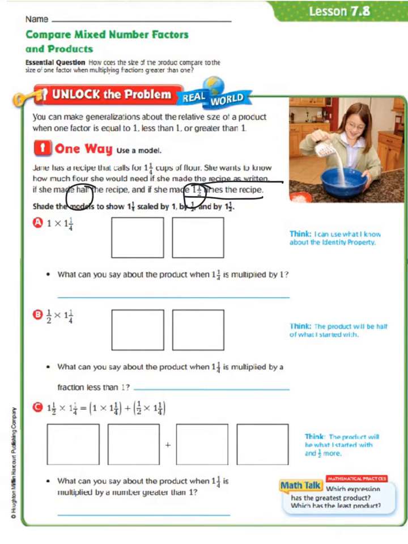So three different things. The first step is to shade the models to show 1 1/4 scaled by 1, by 1/2, and by 1 1/2. So the first thing is we're going to do it scaled 1 times 1 1/4. To show the model with the 1 1/4, we need to look at our whole number of 1, which means we need to shade one of these wholes to demonstrate the whole number of 1.